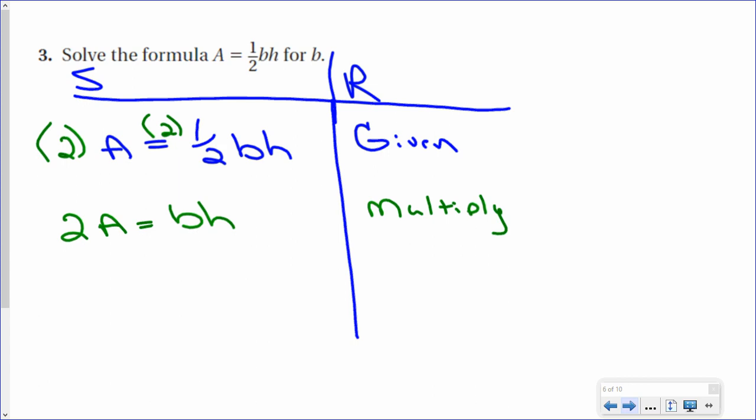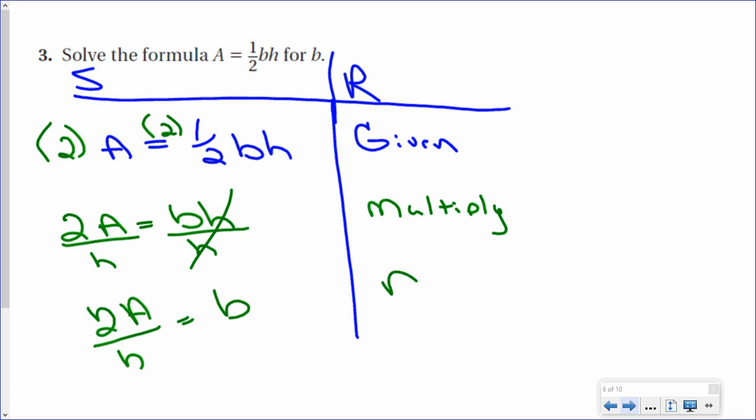The last step in solving for b is dividing this side by h, giving you 2a over h equals b. That cancels, and our last step is divide.